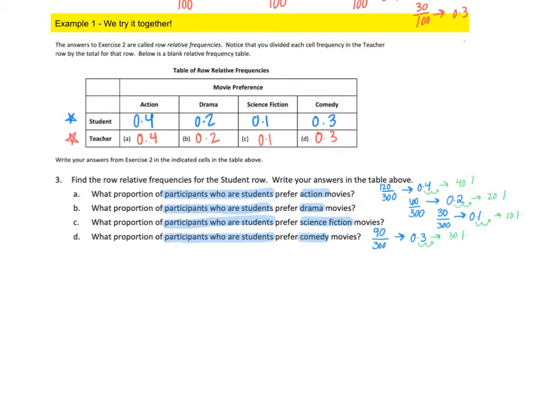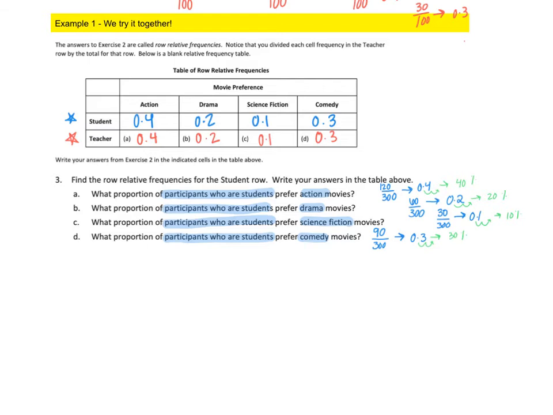Now I'm sure you have noticed something here. And what you should notice is that our relative frequencies are the exact same for students and teachers. Our proportions were different, right? Because we surveyed a lot more students than teachers. But when it came down to it, we had the same relative frequency for both students and teachers, which is interesting. So we're going to move on to the next slide and maybe draw a few conclusions about this, okay?